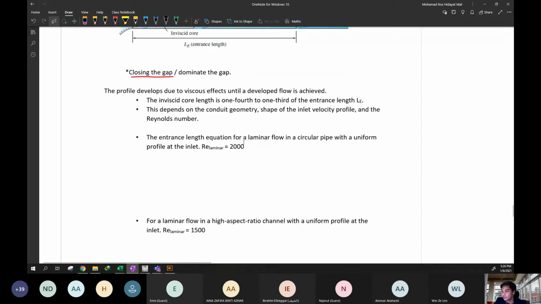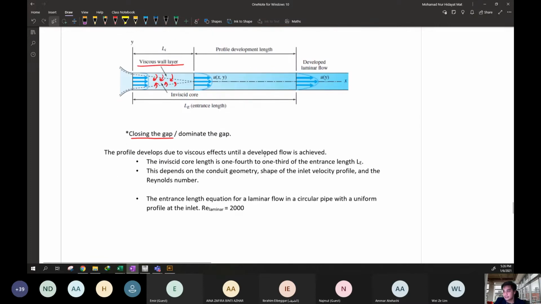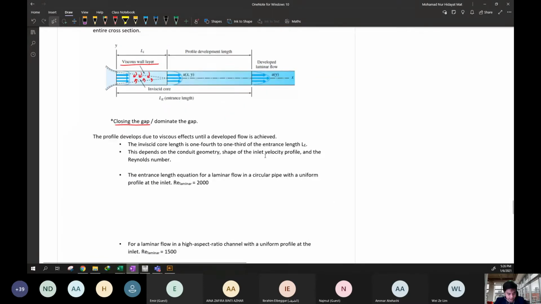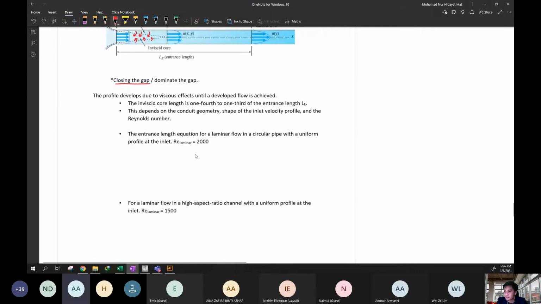So the entrance length equation for laminar flow in a circular pipe with a uniform profile at the inlet, when the Reynolds number for the laminar flow is 2000. This is how to get the Li. Sorry, this is Le. This is how to measure the Le. When this is a laminar flow, the formula is Le over D equal to 0.065 Reynolds number.